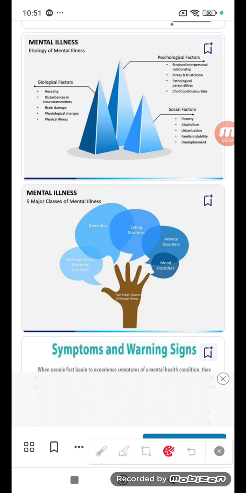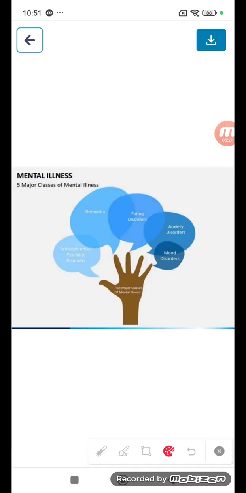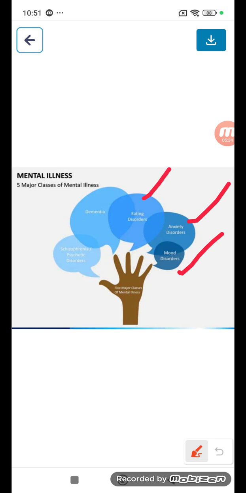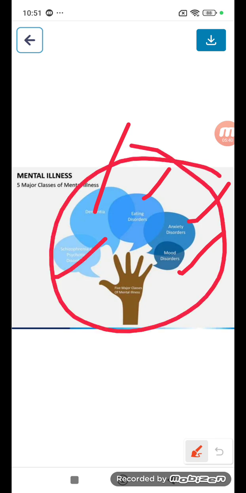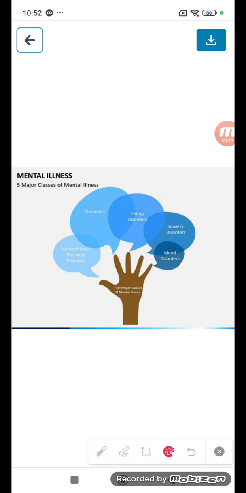There are five different classes related to mental illness. The first is mood disorder. The next is anxiety, then eating disorders, then dementia, and then schizophrenia. These are the five major problems that cause mental illness in our body. We know these five major classes very well. Just check that.